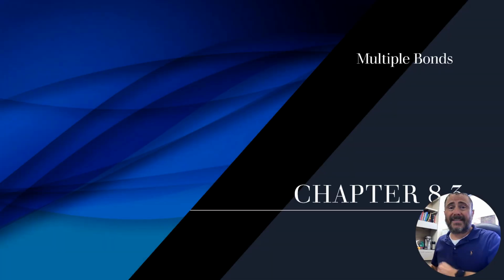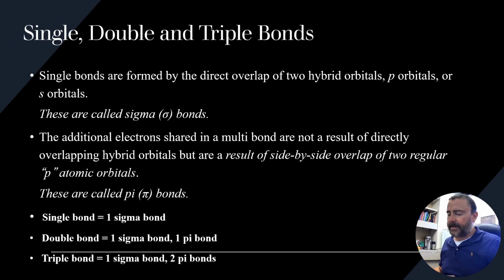This is going to help us also explain multiple bonds. Single bonds are always formed by a direct overlap of two orbitals. We saw that earlier with our hydrogens.